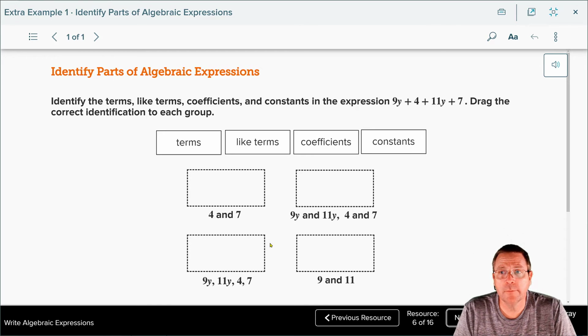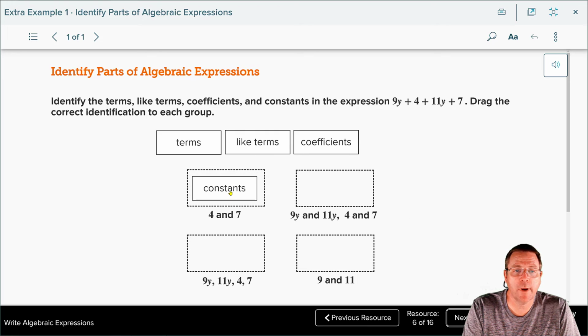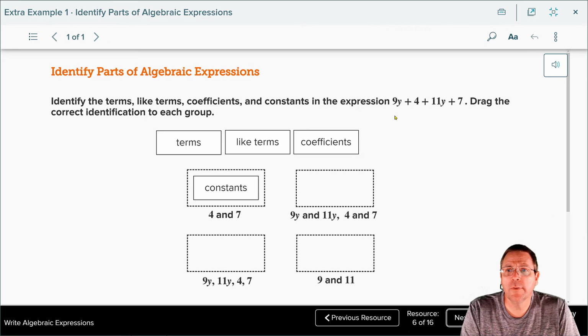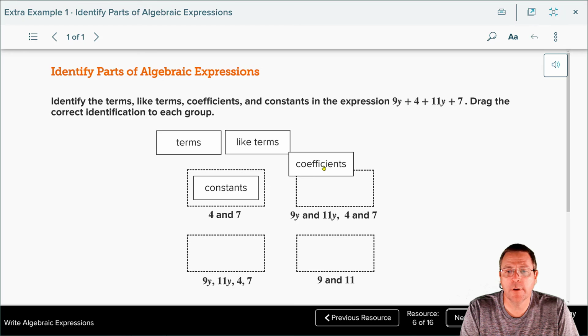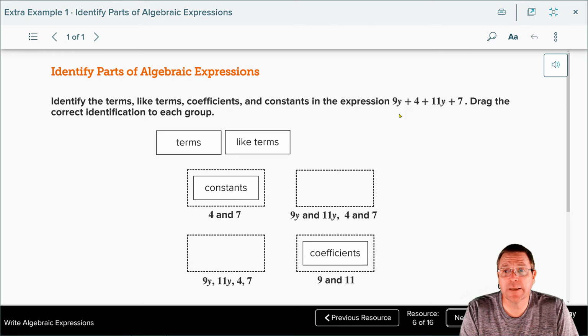Did you get them all right? First thing I'm going to look at is the 4 and the 7 are constants. They're off by themselves, so I'm going to drag that into the constant spot. Your coefficients, those are going to be the numbers in front of your variable. So I have a 9 and 11. Those are going to be my coefficients. That's going to go right there. And now I have terms and like terms. Well, the terms are going to be the things separated by an addition or subtraction symbol. All 4 pieces of that are going to be terms, so they're all going to go there.